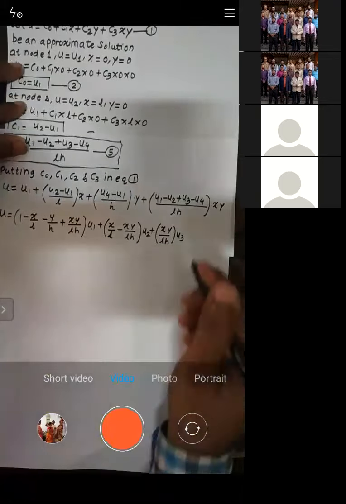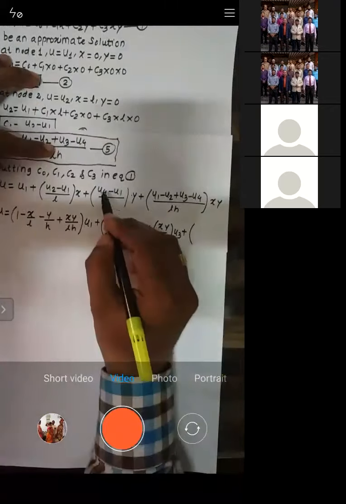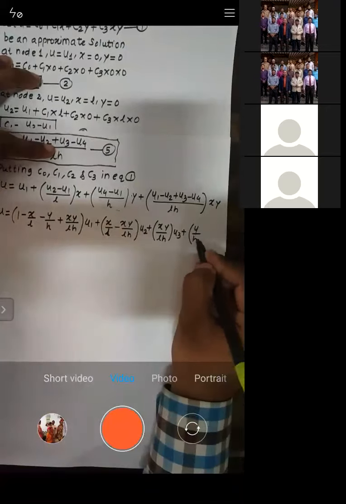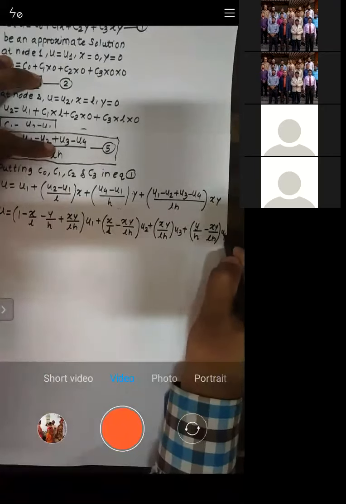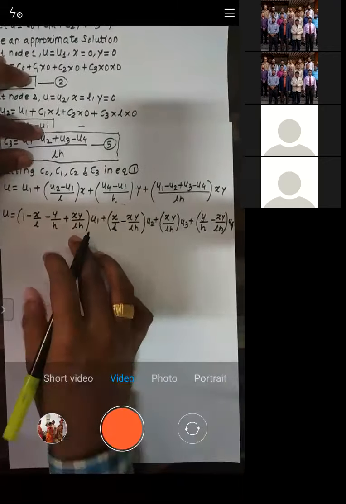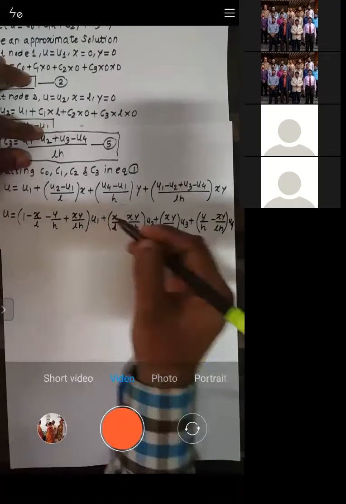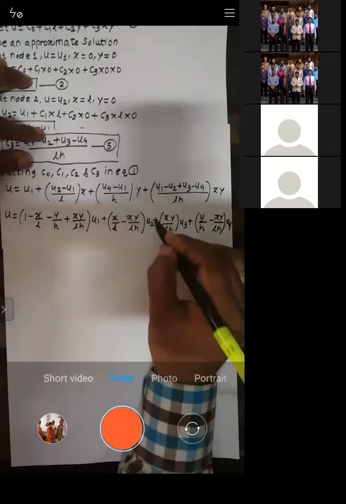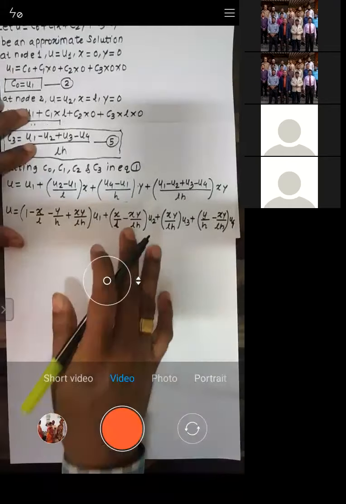Next, I need to write down the coefficient of U4. Here it is Y by H, right? And here it is minus XY by LH. This is U4. Is it okay? Yes or no? So this equation and the earlier equation are one and the same. I just rearranged it in the form of coefficients of U1, U2, U3, and U4. Is it okay to each of you?